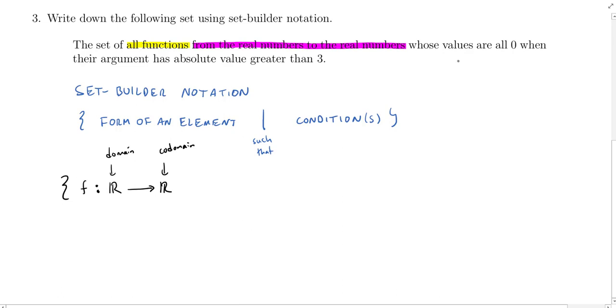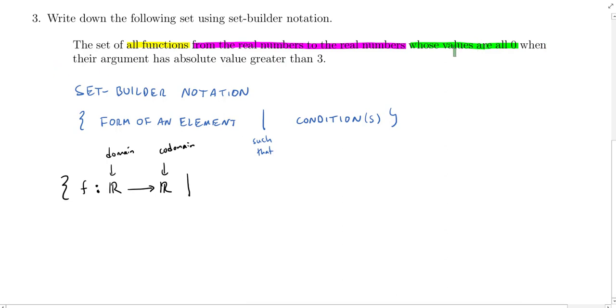Now there's more in this sentence. That's got to be a condition. So I can now write my little such that bar telling me the conditions come now. It says whose values. What are the values? That has to be the output of the function. That's not what you can put in, but what actually is going to come out. It says whose values are all 0. If we just stopped right here, we'd say, oh, it's a 0 function. But we can't stop because we have to read the rest of the sentence.